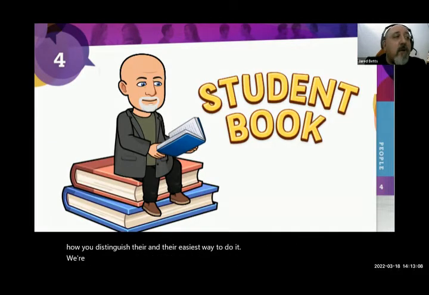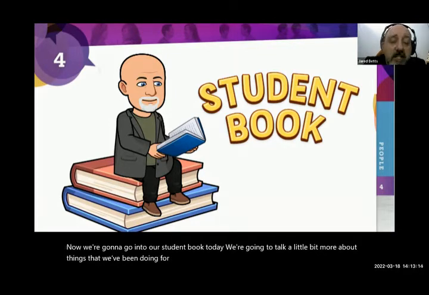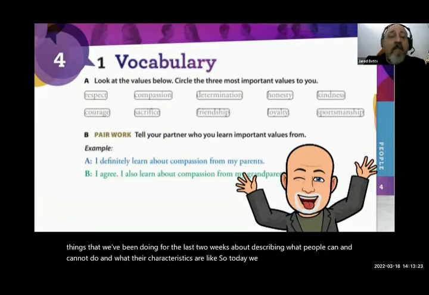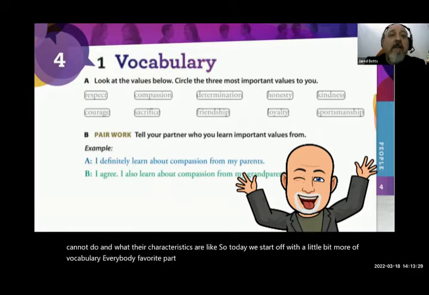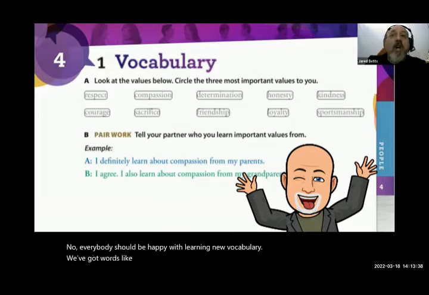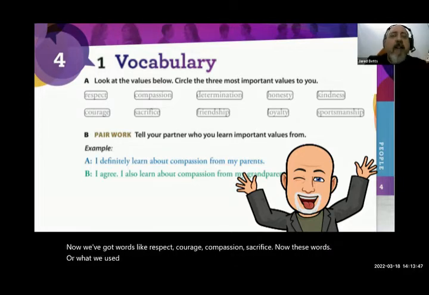Now, we're going to go into our student book today. We're going to talk a little bit more about things that we've been doing for the last 2 weeks about describing what people can and cannot do and what their characteristics are like. So today, we start off with a little bit more of vocabulary. Everybody should be happy with learning new vocabulary. Now, we've got words like respect, courage, compassion, sacrifice. These words are what we use to describe different things about people's personality.